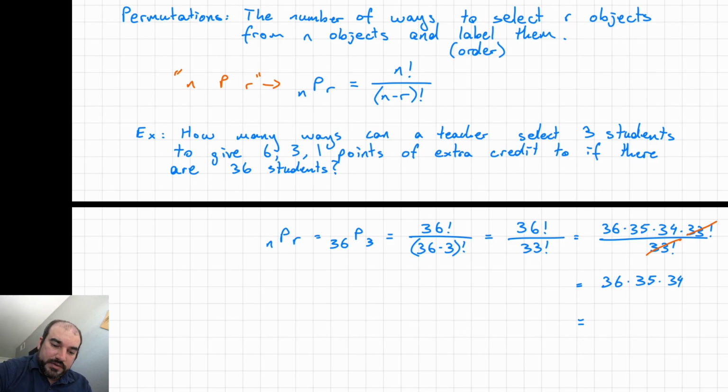Whoa, I'm seeing different answers. Why am I seeing different answers? 42,840. The 41,580, you may want to double check your numbers. 36 times 35 times 34. Nice, good. So that's how many ways you can select 3 students and give them different points of extra credit.